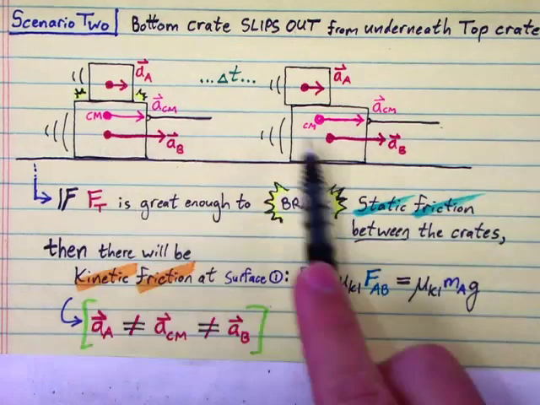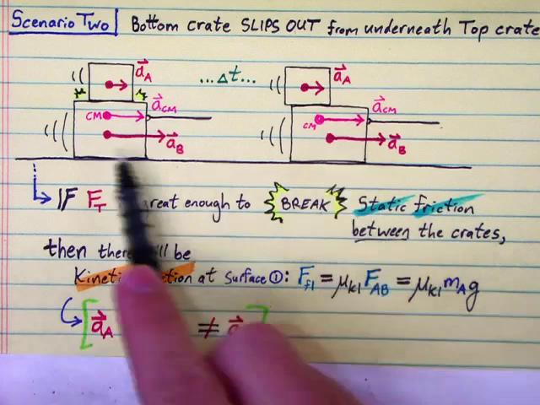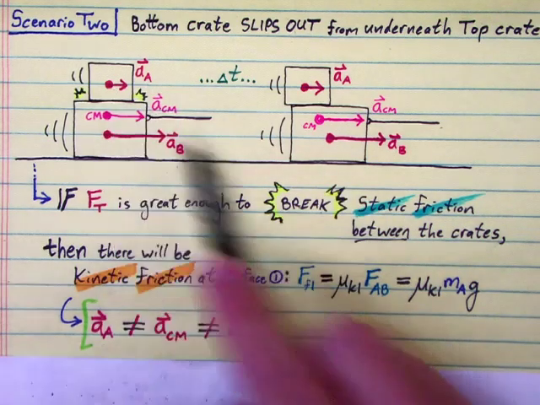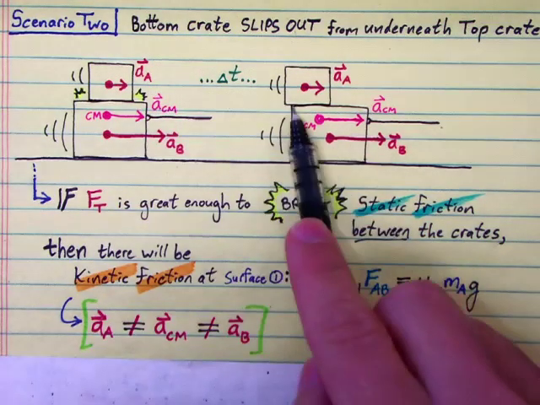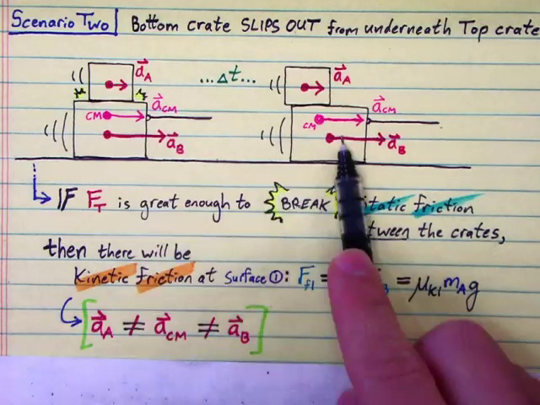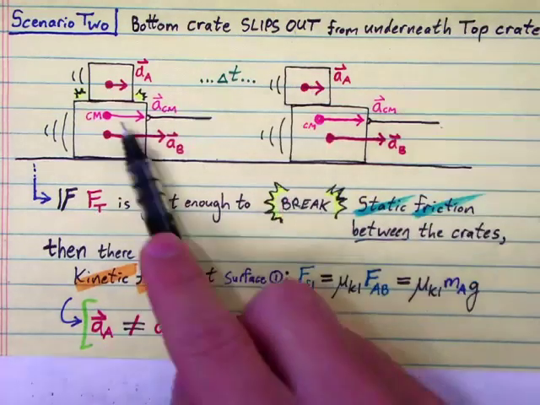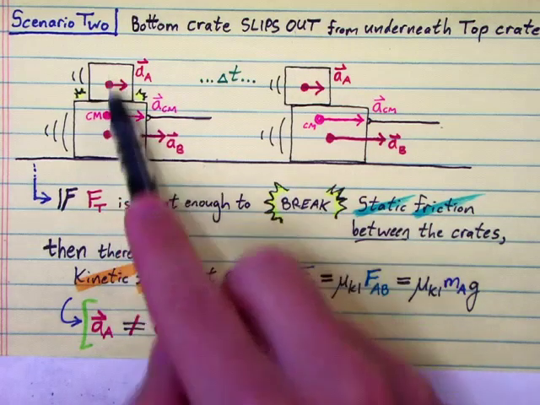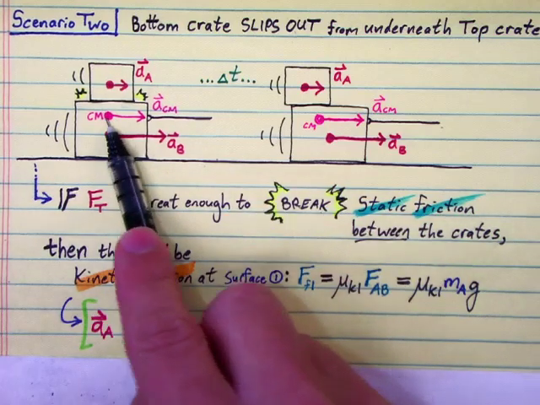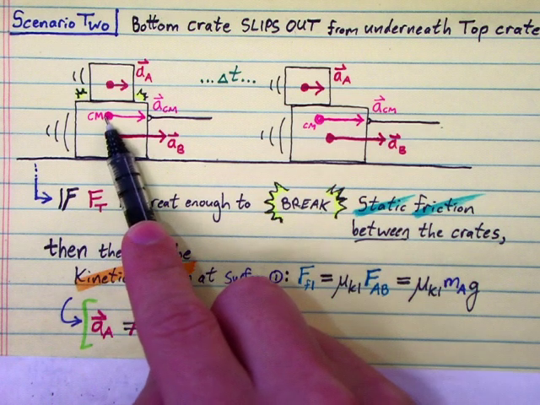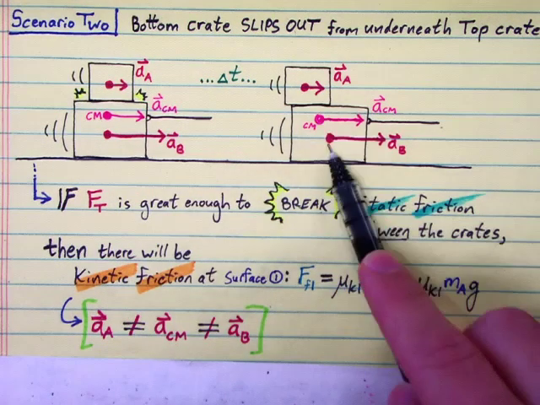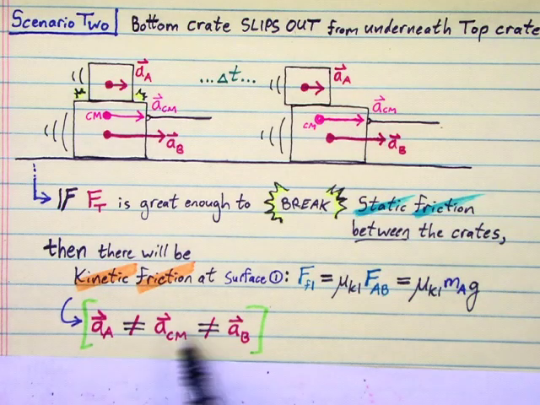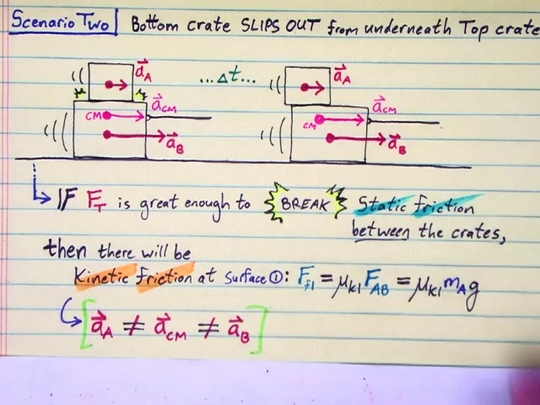If here's one moment and here are the crates a short time later, we can see that if they have these three different accelerations, then crate B will have moved farther than crate A in that time. And the center of mass, that imaginary point in between the centers of mass of the two blocks, that imaginary center of mass for the system, has also accelerated and is at a different location. So we have three different accelerations we could potentially find. Let's do so.